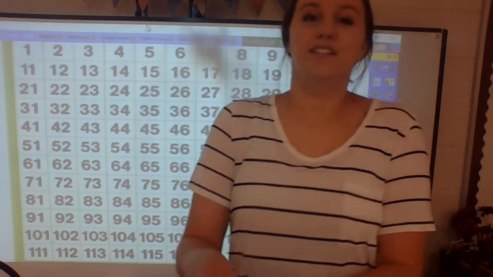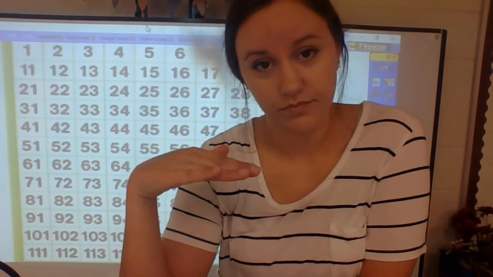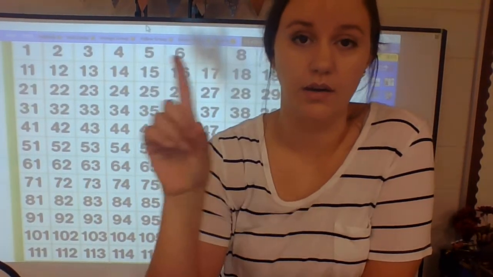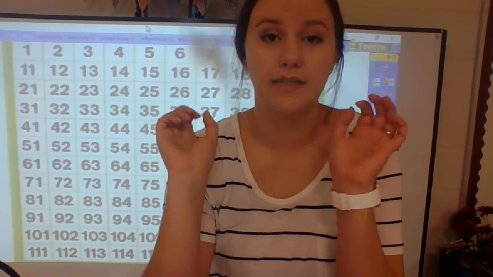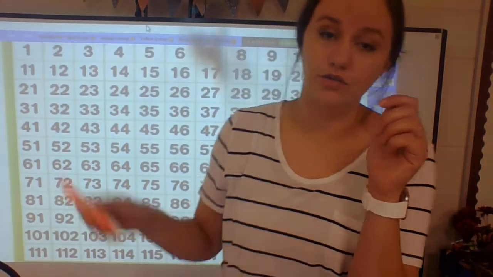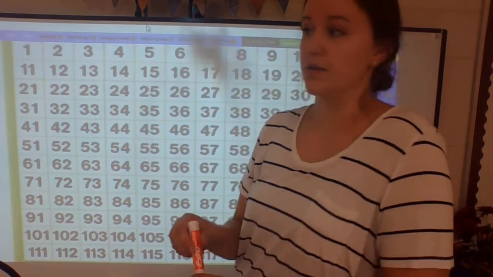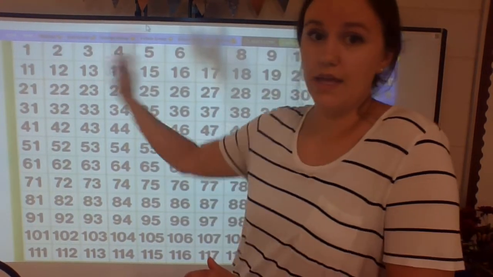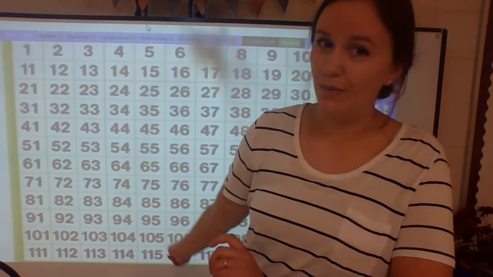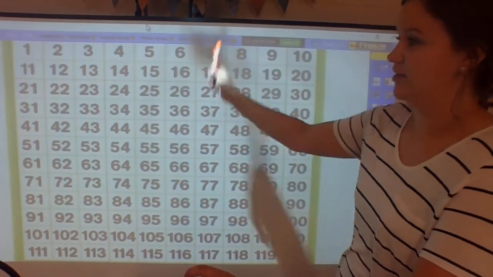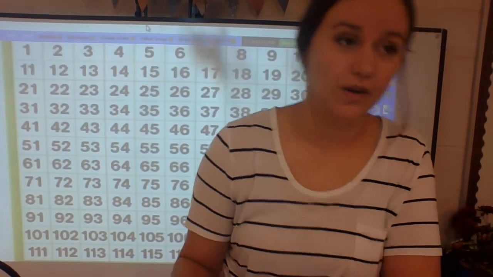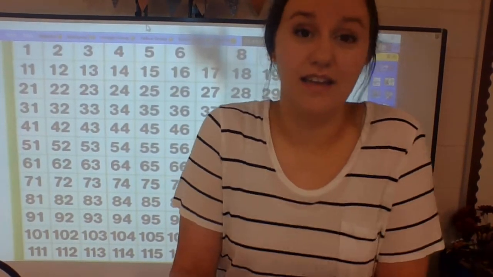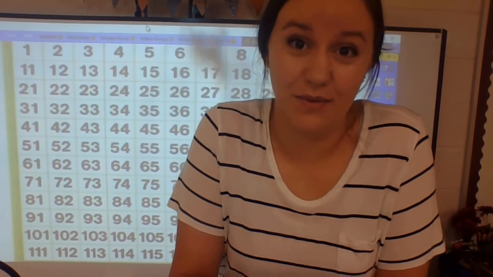So, hundreds chart. Horizontal, the rows, counting by ones. Vertical, the columns, you count by tens. And you use this hundreds chart to help you count. So remember, you got to be able to start from any number and count by ones. And eventually you'll be able to start from any number and count by tens or count by twos. One day you'll count by sevens. It gets crazy up in here with counting.